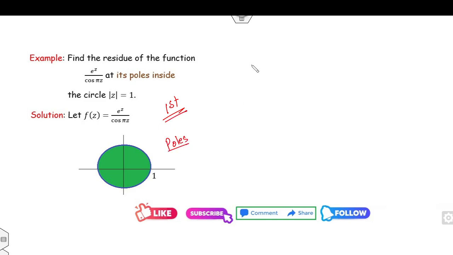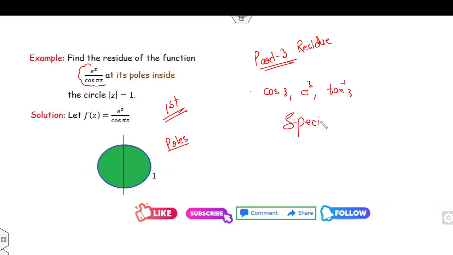Fine. I will upload the third part of this residue series. You must watch the residue problem part 3 as well, where I will define the special functions. Whenever it's cos z, e to the z, or tan inverse z, we all call them special functions. And how you can find the residue of the special functions, we will see in part 3.